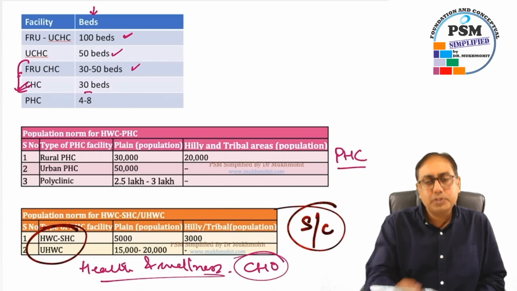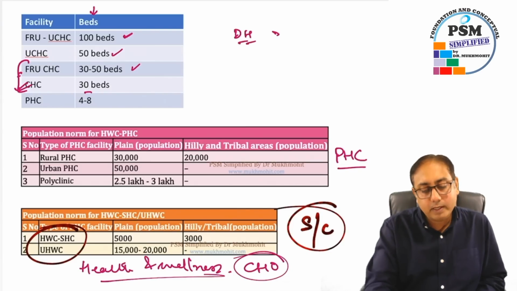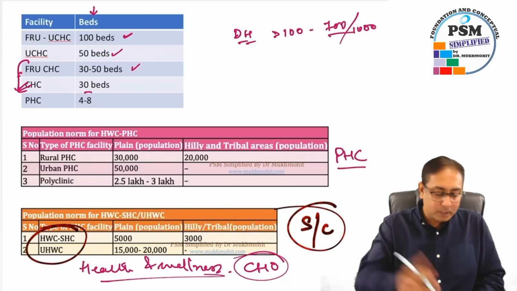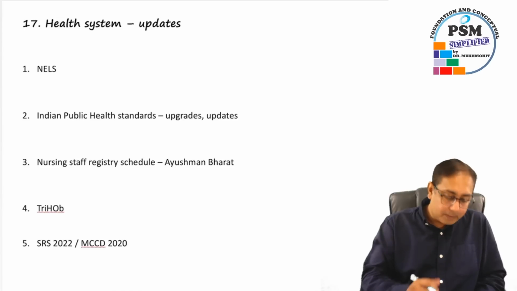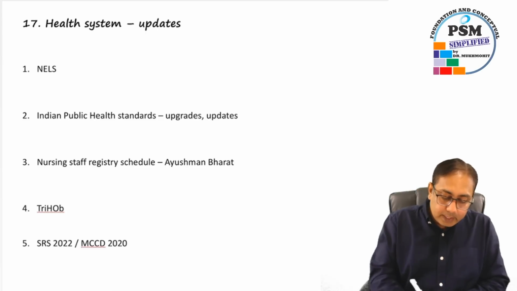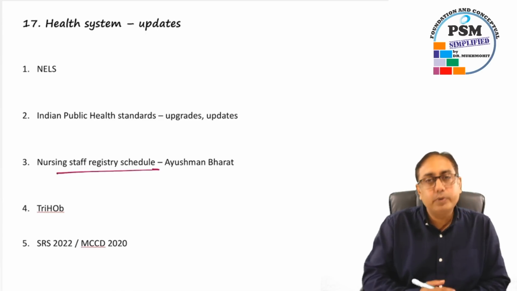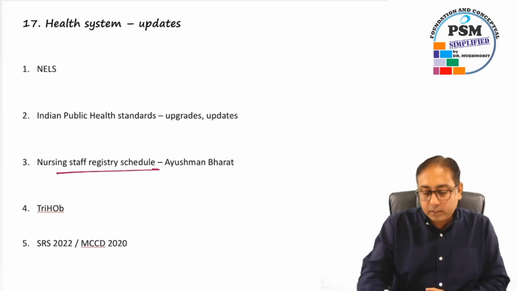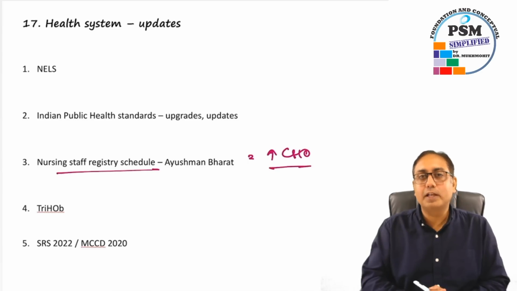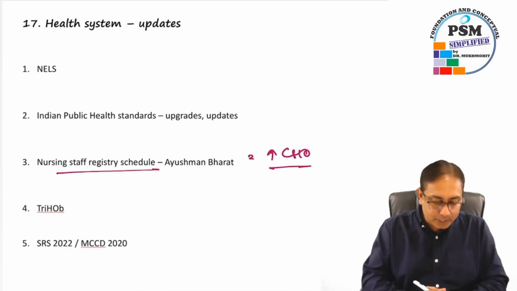The number of beds in a district hospital can range always more than 100. It could be up to 700 or 1000 or even 2000 bedded hospitals we have in India. In Delhi, that is about the district hospitals. Next is the nursing staff registry schedule, which has been started by the Ayushman Bharat. This is to promote the CHO level nursing officers at all the health and wellness centers in India.